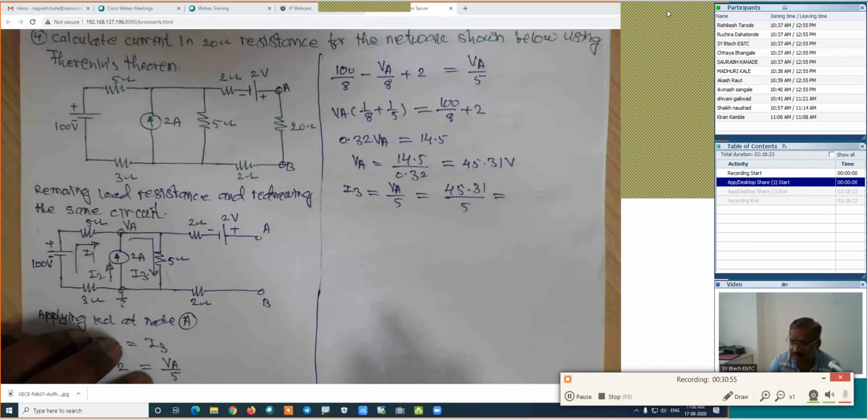Rishikesh, Ruchira, Madhuri, Saurabh, Shailesh, Naushad.